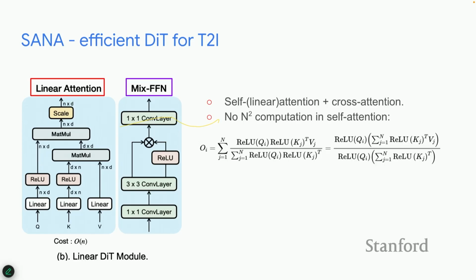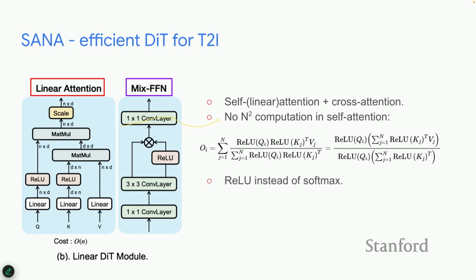And then there's no n-square computation happening in the self-attention, and the equation makes that clear. So we have got shared terms computed from the KV projections, and these are reused for all the queries. This way, we are effectively not doing the n cross n multiplications, and all of the multiplications are upper bound to n. That's why we are able to reduce from order of n squared to order of n.